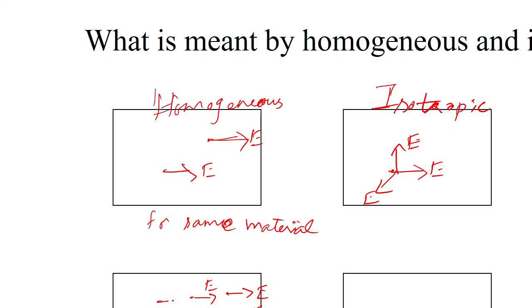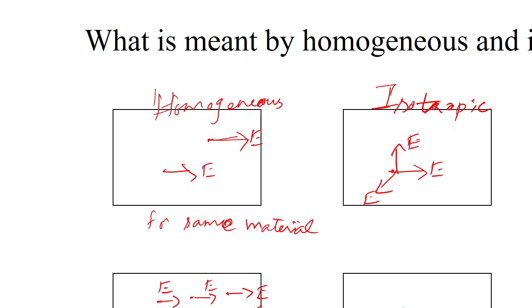For example, I have shown you here. I have taken numerous points within the material, and for each point, in a particular direction, the Young's modulus value remains the same. So this anisotropic property can also be induced in the material during its manufacturing process.